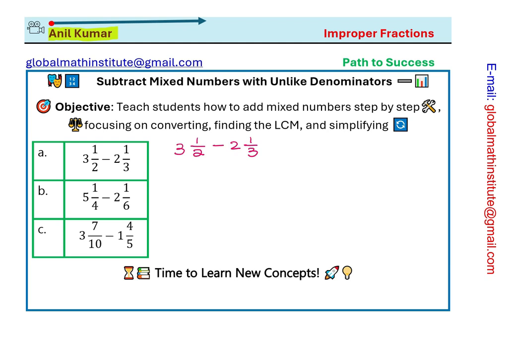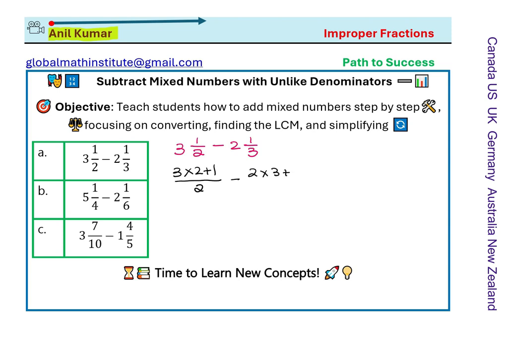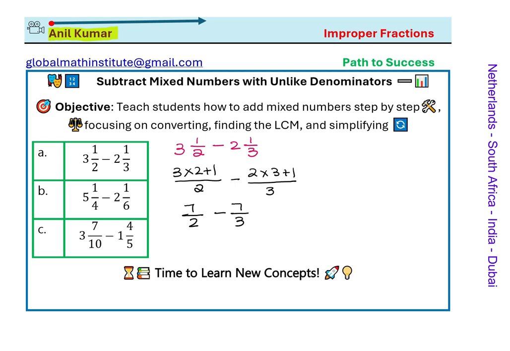How do we do that? 3 times 2 is 6 and 1 gives us 7. So you multiply 3 with 2, right? And then add 1. Keep the denominator as it is, right? Similarly, it is 2 times 3 plus 1 and the denominator remains as 3. So we get 6 plus 1 as 7 over 2 minus 2 times 3, 6 plus 1, 7 over 3. Is that clear to you? Correct? So these are all equivalent expressions.